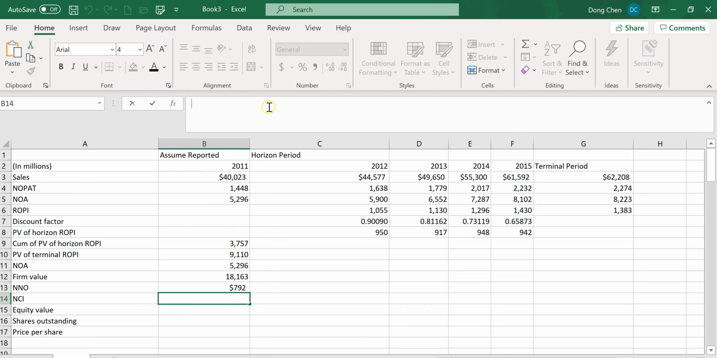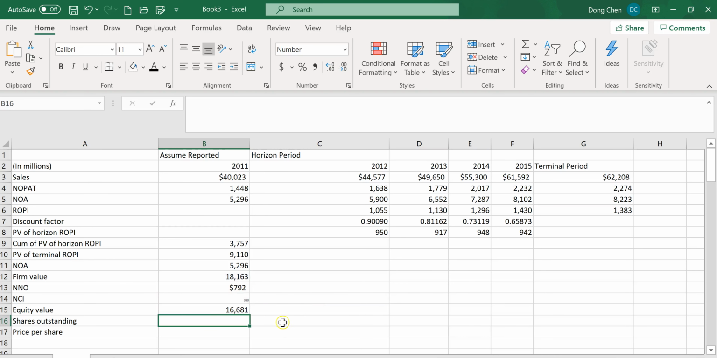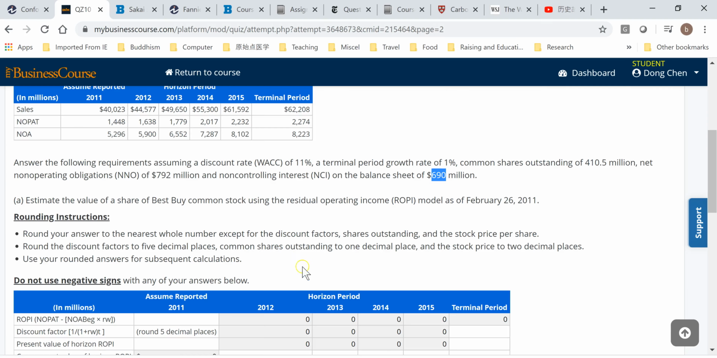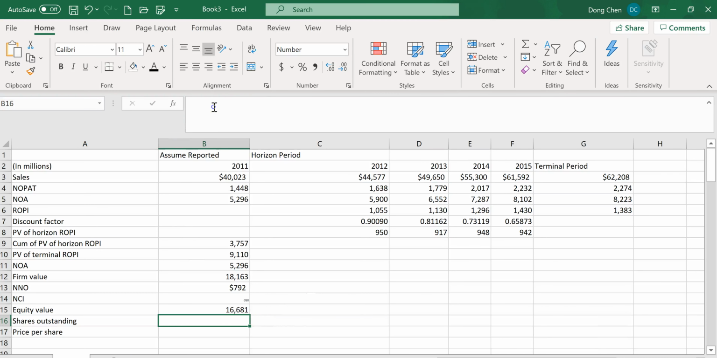So I need to copy the number here. Anyway, you know what the number is. So this equals firm value minus the NNO and then minus the NCI, right? That's the equity value. And then shares outstanding is also directly provided. Common shares outstanding is right here. So we need to keep 1 decimal place. Remember, that's the rounding requirement.